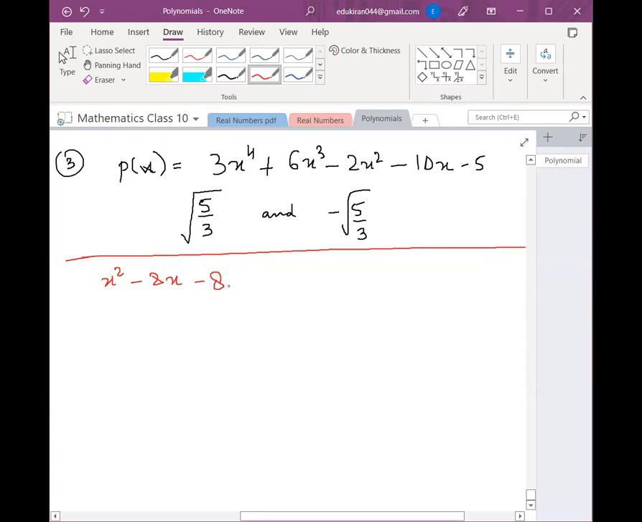So I'll do prime factorization of 8. Can I write it like this? Minus 4x plus 2x minus 8. Clear? Yes, ma'am.